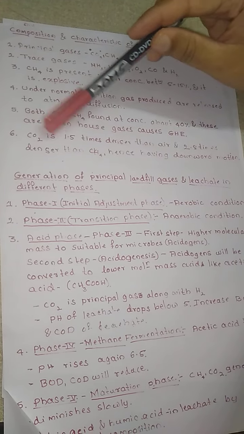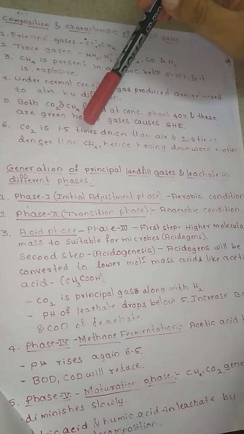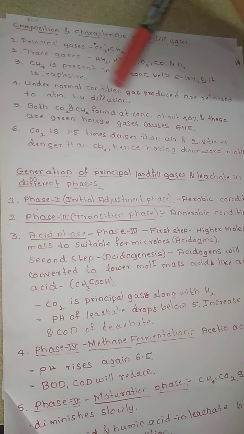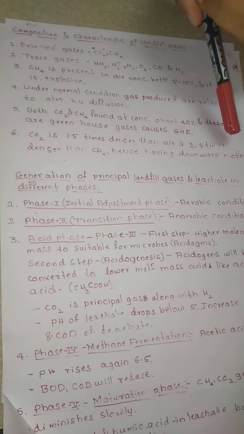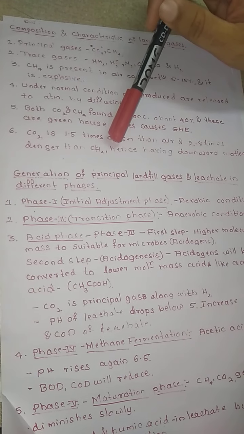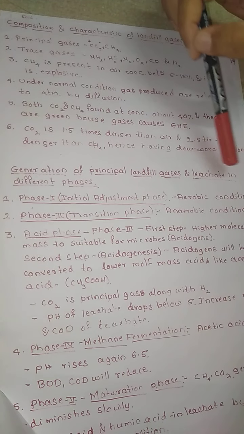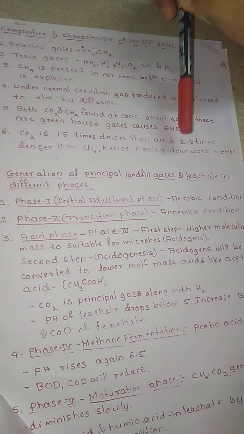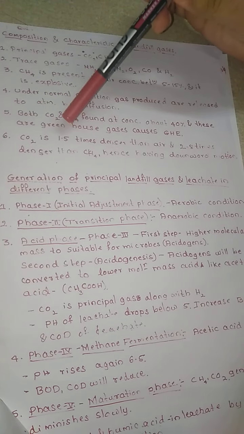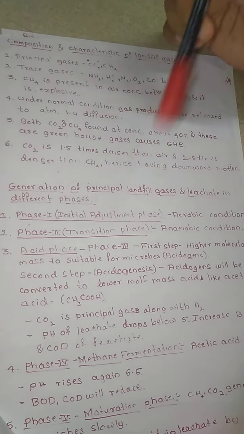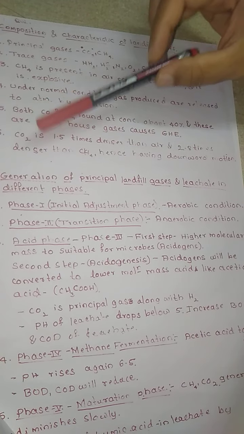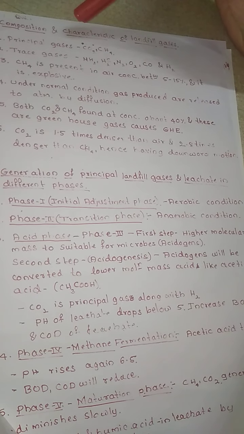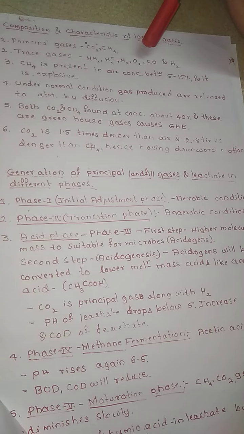Then we will see CO2 is 1.5 times denser than air. That means it tries to settle at the bottom, and it is 2.58 times denser than methane. Hence it is going to have a downward motion. Both methane and CO2 will have a downward motion, but CO2 is denser than methane, so it will tend to stay at the lower surface. So this is regarding the composition and the characteristics of landfill gas.